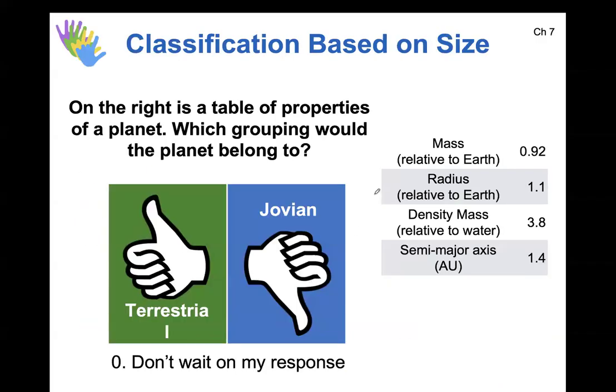Okay, so let's finish off with this question before our break. On the right is a table of properties of a planet, and which grouping would the planet belong to? We're given its mass, radius, its density, and its semi-major axis. And so, based on these numbers, would it be a terrestrial or a Jovian planet?